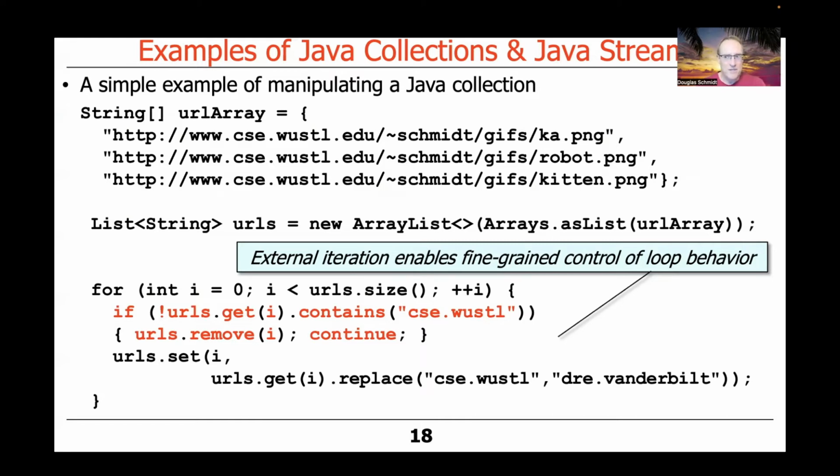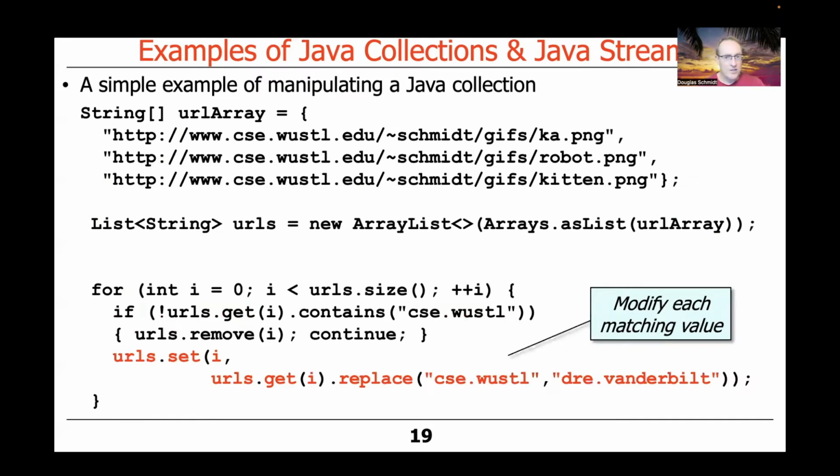So I used to have a lot of stuff on the website there. And you'll notice that we do this check. We get the item and we see if it contains that substring. And if so, we remove it and then we continue. So that's kind of showing how you can get fine-grained control of looping with external iteration.